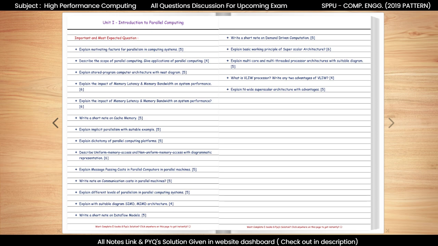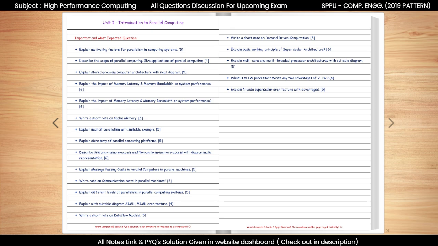Now, let us move on to our next important topic, superscalar architecture. From this topic, we can expect questions such as, explain basic working principle of superscalar architecture. Superscalar architecture allows a processor to execute multiple instructions per clock cycle by using multiple execution units. The processor fetches multiple instructions, checks dependencies, and executes independent ones in parallel. This improves instruction throughput and overall performance.